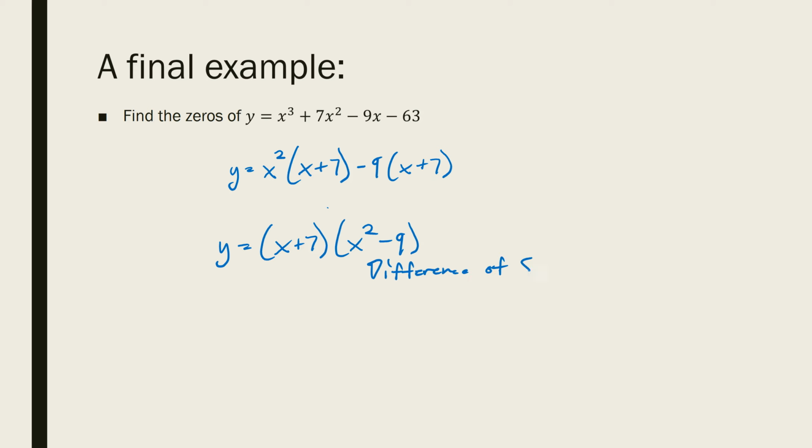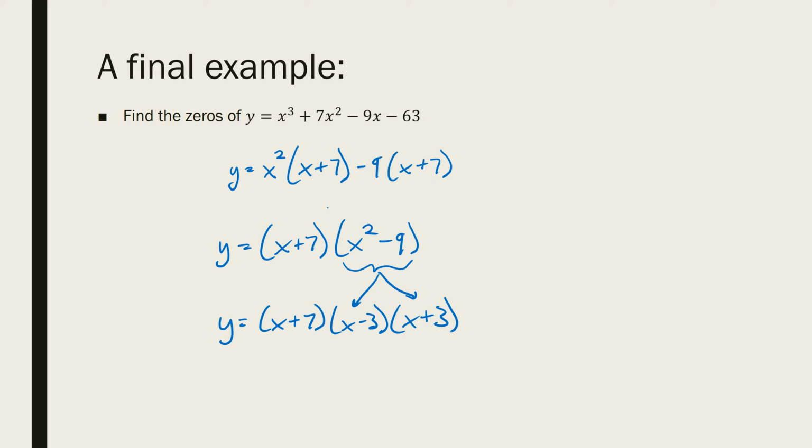You're going to be seeing a lot of difference of squares in this section. It just happens a lot because it enables us to factor further. And it's textbook problems, so they work out perfectly. So x plus 7 couldn't factor further, but this x squared minus 9 can factor further. It factors into x minus 3 times x plus 3. So let's take a look at the zeros.